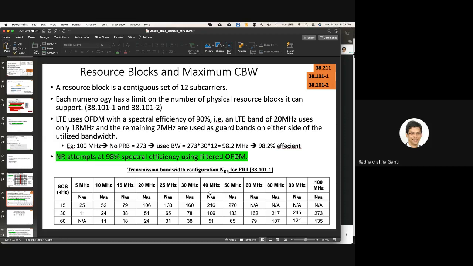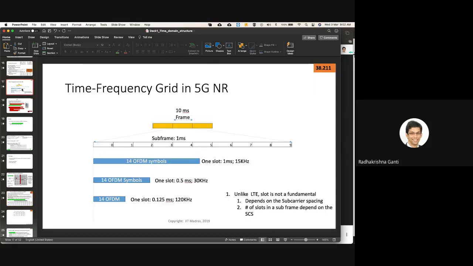Okay, good. So last class we started the time domain structure of 5G NR. Just to recap: a frame is 10 milliseconds, with 10 subframes of 1 millisecond each. Each slot has 14 OFDM symbols. Depending upon the subcarrier spacing, a subframe might have more than one slot. For example, at 15 kilohertz, one slot equals one subframe equals 1 millisecond, whereas at 30 kilohertz, 2 slots will be there in one subframe, and so on.